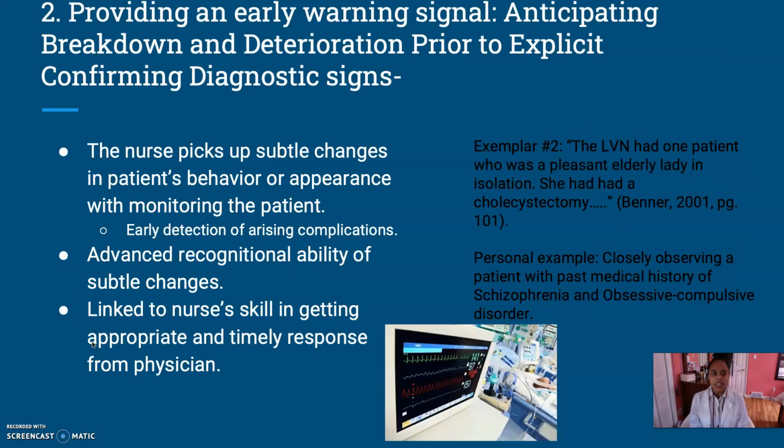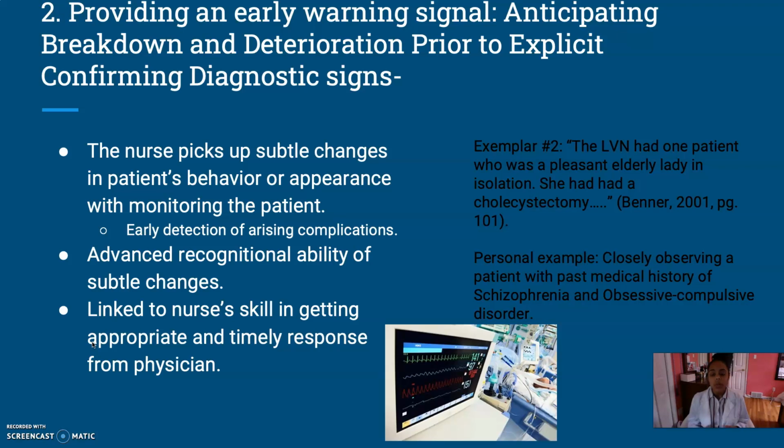The second competency is providing an early warning signal, anticipating breakdown and deterioration prior to explicit confirming diagnostic signs. It explains that the nurse picks up subtle changes in the patient's behavior or appearance with monitoring the patient. Early detection of arising complications is needed. It needs advanced recognition ability of subtle changes, usually by expert nurses, and it's linked to the nurse's skill in getting an appropriate and timely response from the physician to be effective.